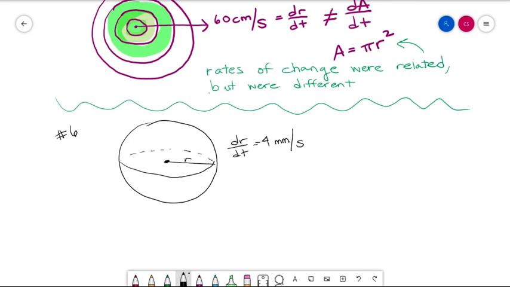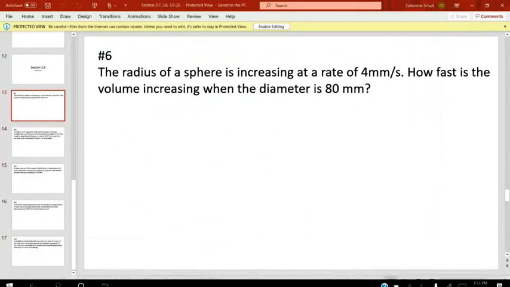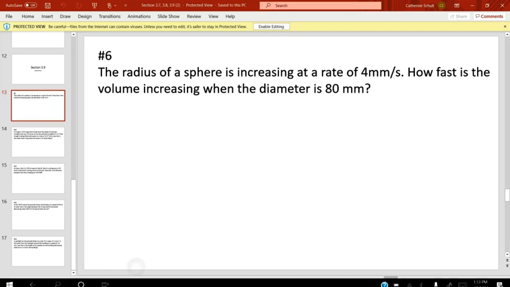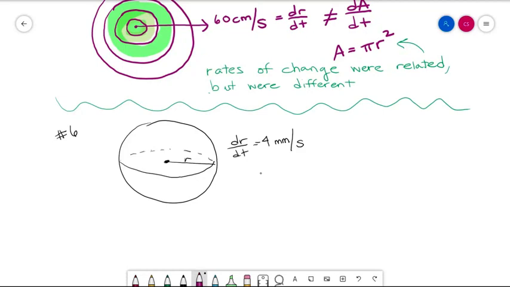Okay? So that's the first thing I recommend, is drawing a picture and writing out your variables, writing your rates of change as dr dt, and then write what we want to find. And again, we want to find how fast the volume is increasing. So we want to find the rate of change of the volume when the diameter is 80 millimeters. So I would write it like this. So how fast is the volume changing? That's the rate of change. So I'd write dv dt when the diameter is 80 millimeters.